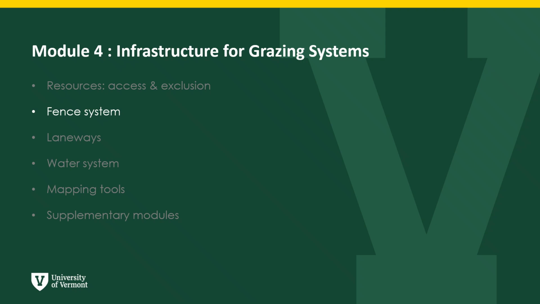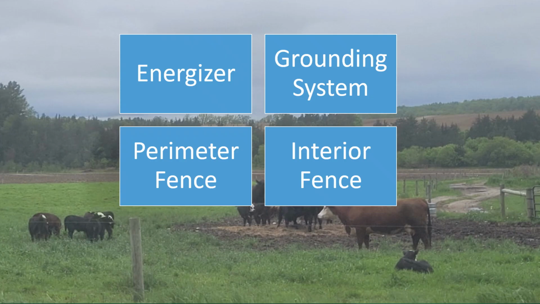The best way to learn about the different types of fence is to attend a fence workshop, often facilitated by UVM Extension annually. For the purposes of this module, we will be focusing on electrified wire fence systems. Four components of the electric fence system to consider are the energizer, the grounding system, perimeter fence, and interior fence.